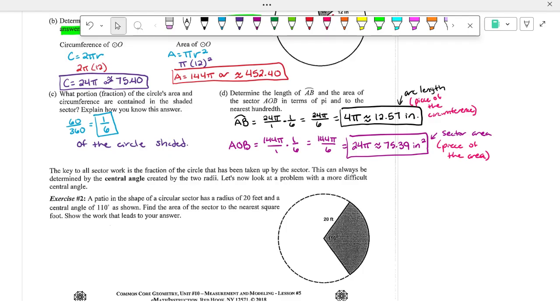So we know what the whole area of the circle is. We know what the whole circumference is. Then we just find what fraction of the circle we have. So we just take that angle and divide by 360, because 360 is the whole of the circle, degree-wise.